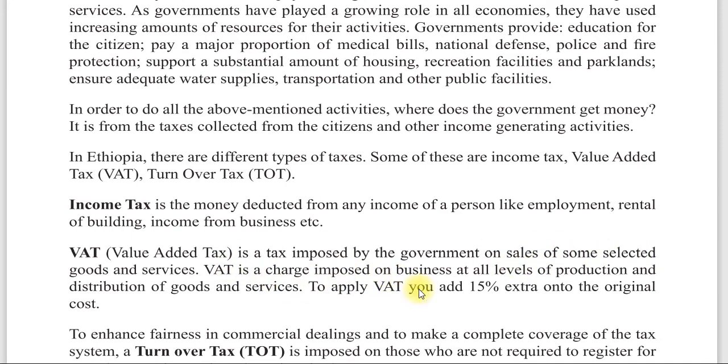VAT is a charge imposed on a business at all levels of production and distribution of goods and services. To apply VAT, you add 50% extra onto the original cost.